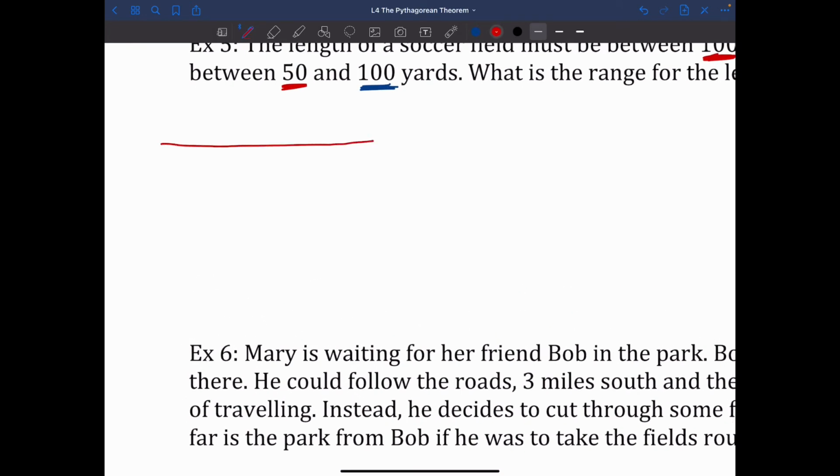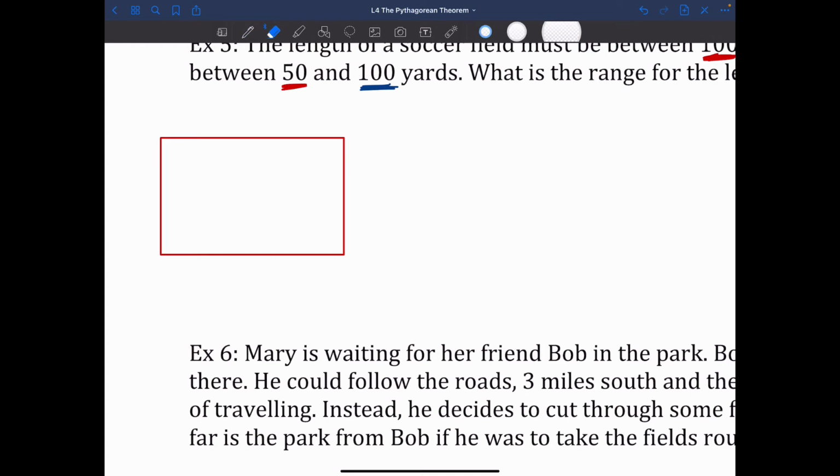So we're going to draw ourselves out a rectangle, right? You might be thinking to yourself, well, weren't we doing stuff with triangles? Yeah, you're right, but we're going to get there. So we've got 50 as our width, 100 as the length, and we are specifically looking for the length of the diagonal of this field. So I'm looking to see, how far is it from one corner to the other?